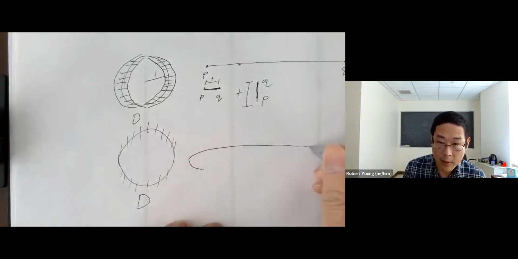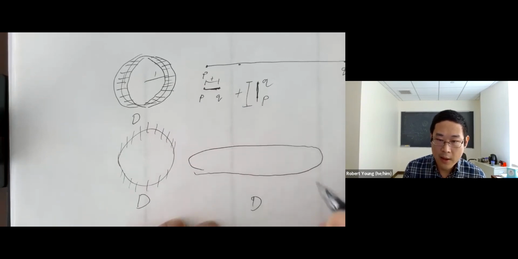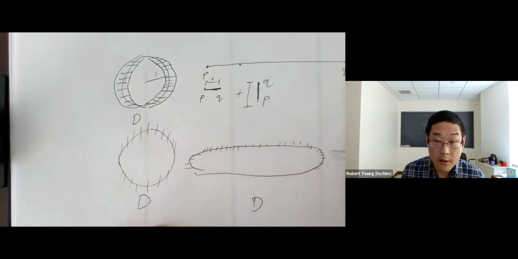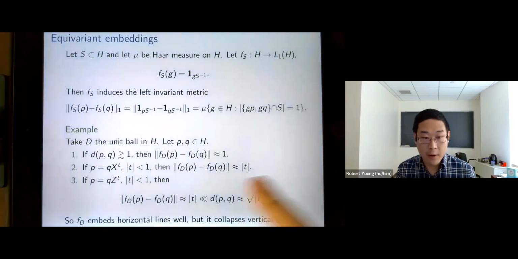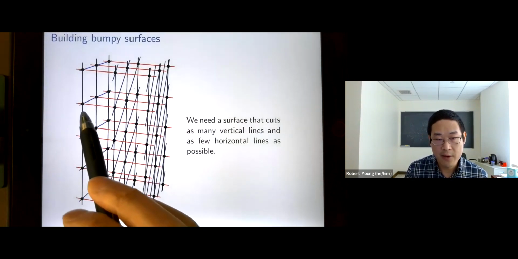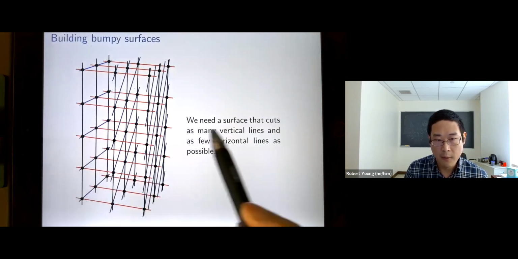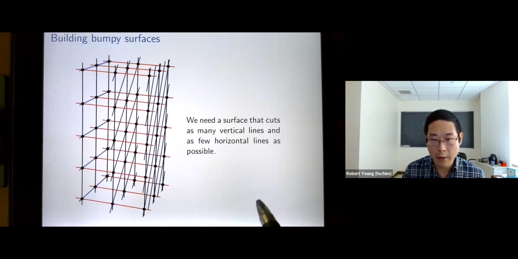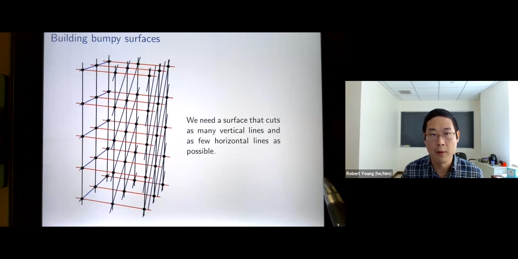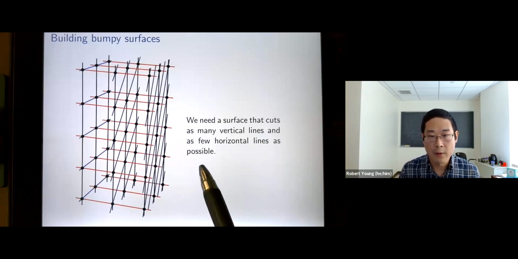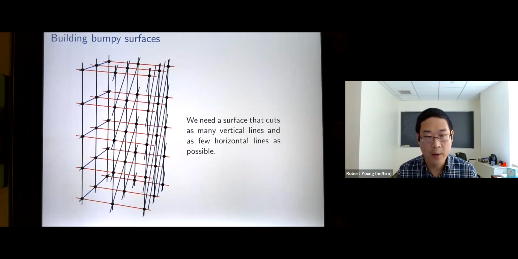In the plane, we could just do something like this. We have a long, skinny set like this, where it crosses about the same number of horizontal segments, but many more vertical segments. In the plane, this would be great. Unfortunately, what we have is the Heisenberg group, and we can't do that in the Heisenberg group. If I tried to take, instead of the unit ball, some long skinny ball going off to the side, well, because of the tilt in these blue lines, those blue lines are going to cross that long skinny ball many, many times as we increase the x coordinate. So in order to do this in the Heisenberg group, we need to do something different, in order to get a surface that cuts as many vertical lines and as few horizontal lines as possible.